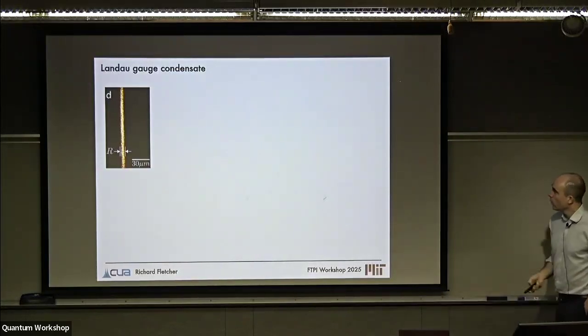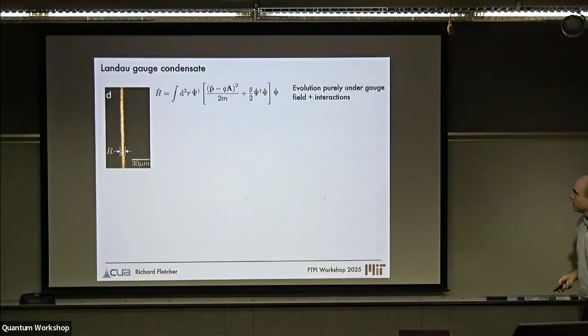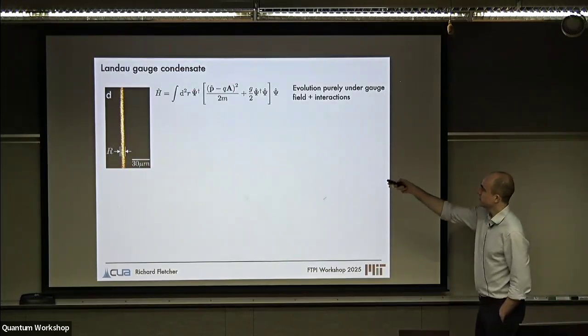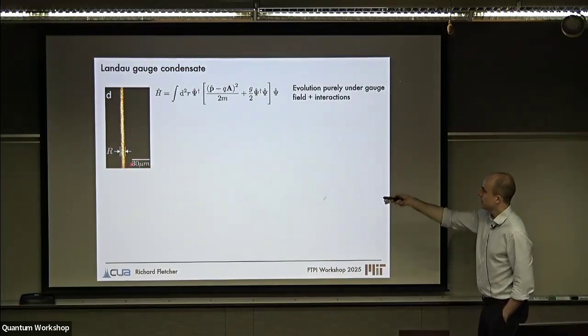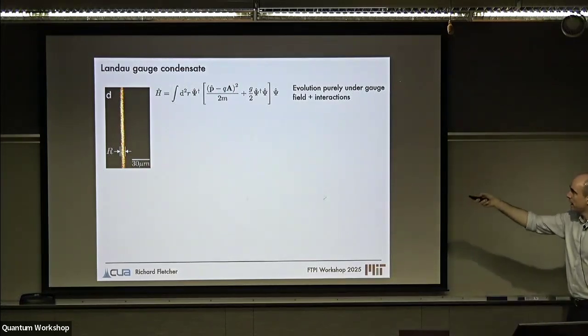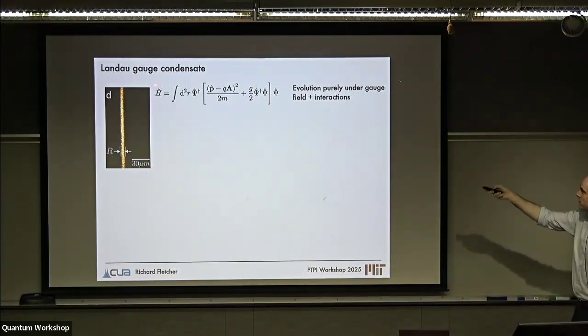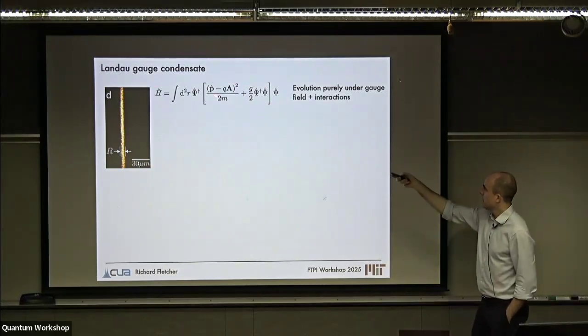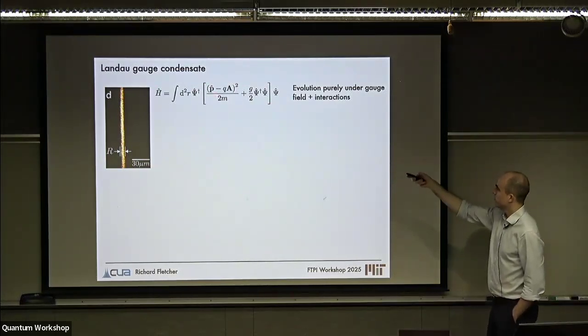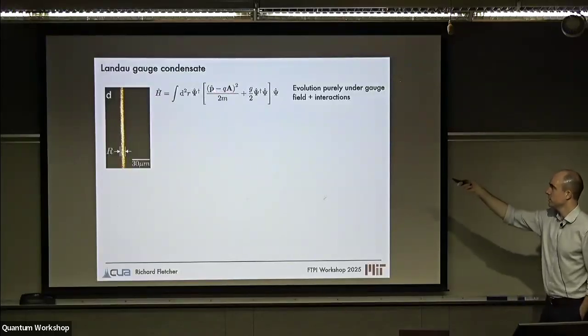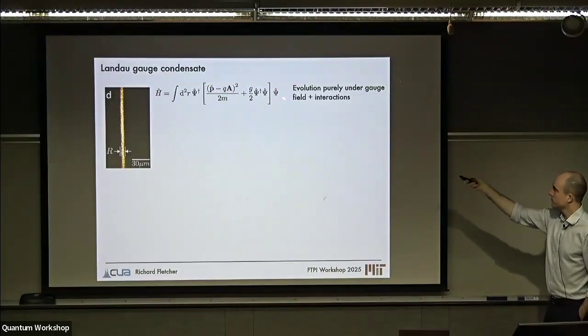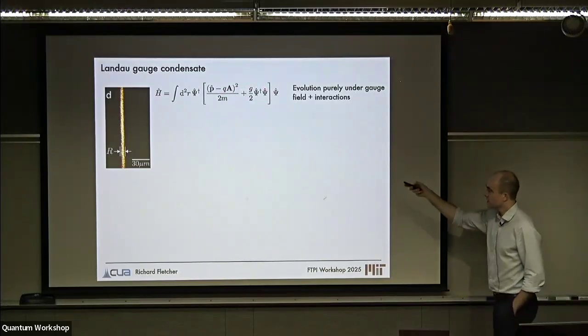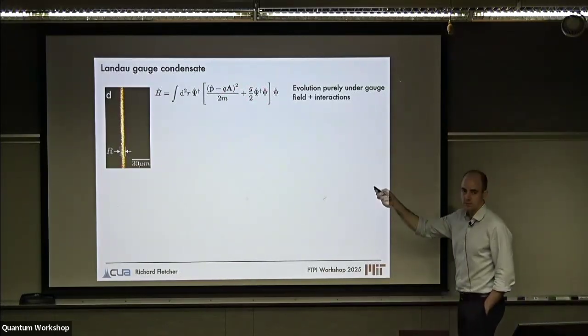Okay, and so what we are left with is what we call a Landau gauge condensate. It's everyone living in a single eigenstate under the Landau gauge. This was kind of an interesting thing to prepare in that the Hamiltonian describing the system is actually very straightforward. There are only two terms. There's a kinetic energy term involving, of course, a vector potential. And there's a term describing interactions between the particles. The interactions are contact interactions, and so this takes a very simple form.